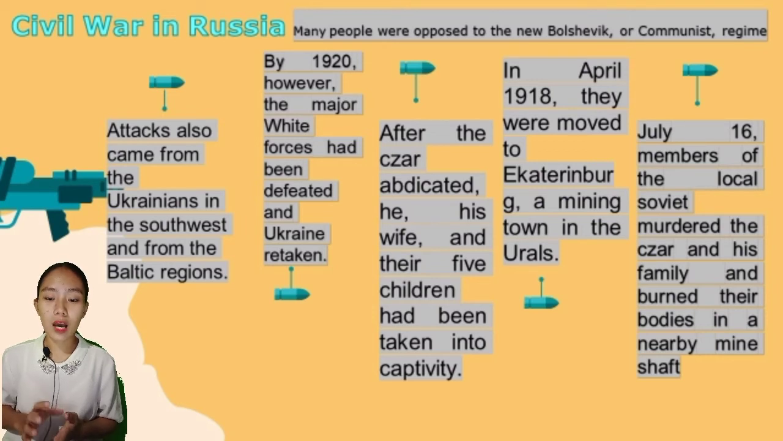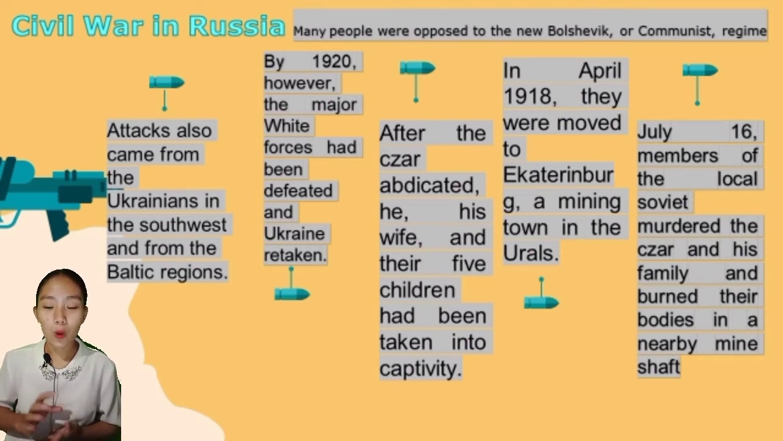Attacks also came from the Ukrainians in the southwest and from the Baltic regions. In mid-1919, White forces swept through Ukraine and advanced almost to Moscow before being pushed back. By 1920, however, the major White forces had been defeated and Ukraine retaken. The next year, the communist regime regained control over the independent nationalist governments in Georgia, Armenia, and Azerbaijan.